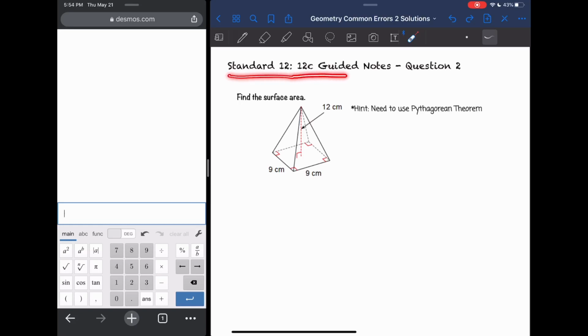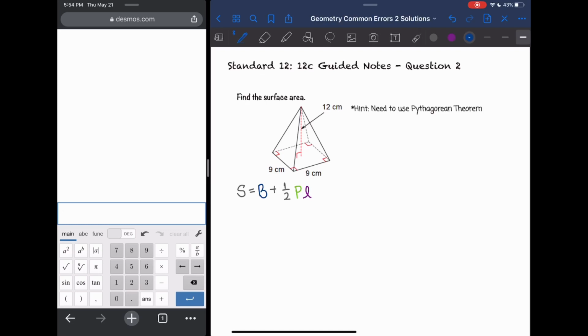Standard 12, 12C Guided Notes, Question 2. Here we have a pyramid, and the surface area of a pyramid is found using the area of the base plus 1/2 times the perimeter of the base times L, which is the slant length.